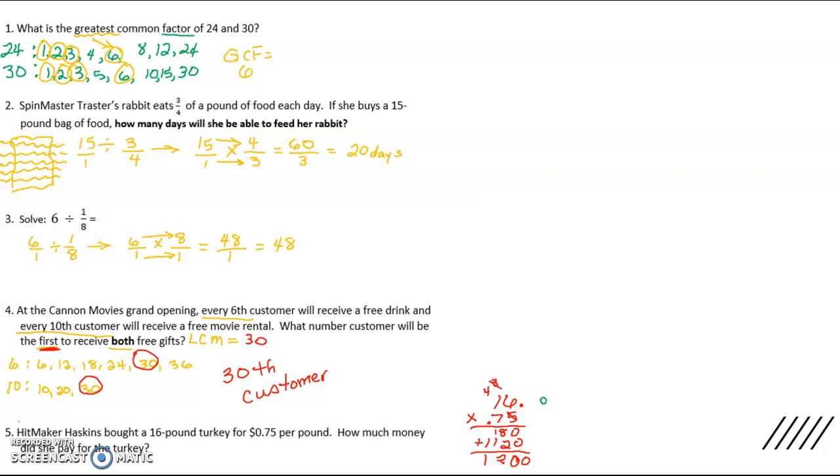So I'm just going to put a 0. And for 0.75, it's 1, 2 numbers after that decimal place. So that means I have to move my decimal 2 times. So 1, 2, and that's where I'm putting my decimal. So my final answer for how much money did she pay for the turkey? She paid $12. Not bad at all.